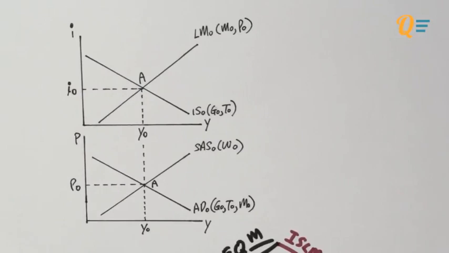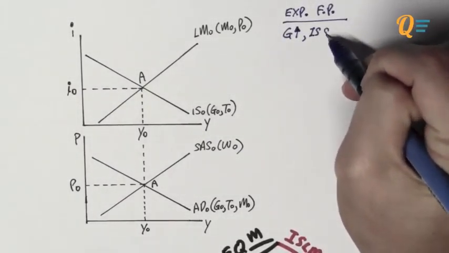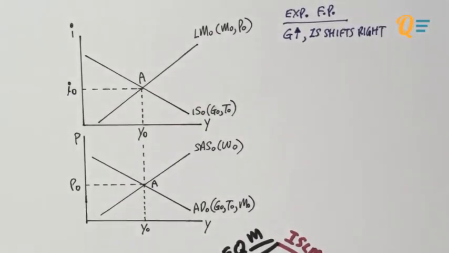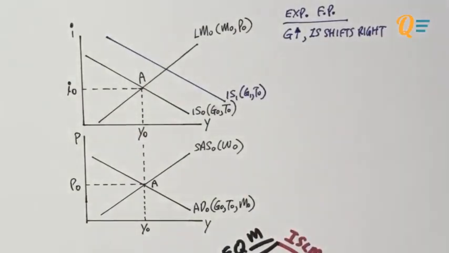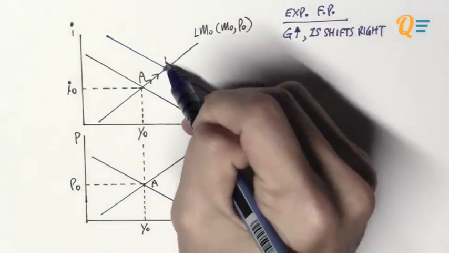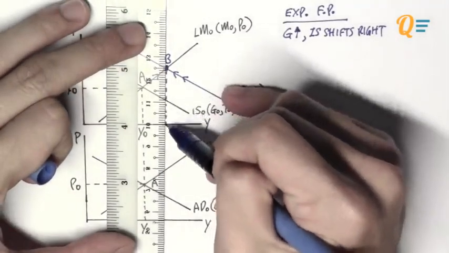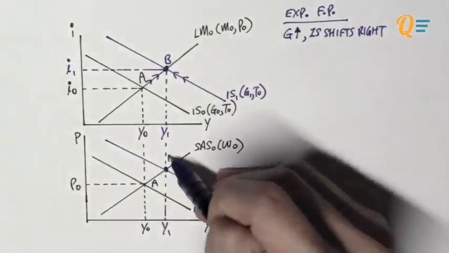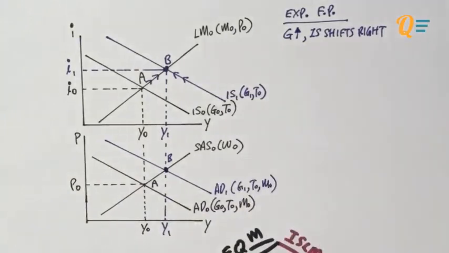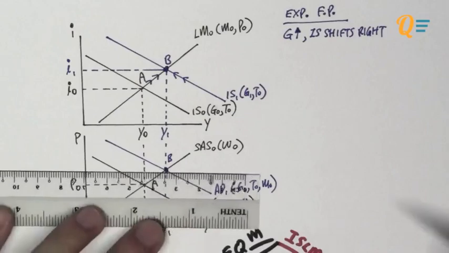So if the initial equilibrium is that simple, are the dynamics that simple? Well, let's take a look at an expansionary fiscal policy where government spending increases and the IS curve is going to shift to the right. As such, we have a new IS curve of IS1 G1 T0. So after the crowding out effect, we are at point B in the ISLM equilibrium, and the output should be Y1. So by right, the AD curve is supposed to shift to the right as well, giving me a new equilibrium at point B. So you see, the ADAS equilibrium is still following the ISLM equilibrium.